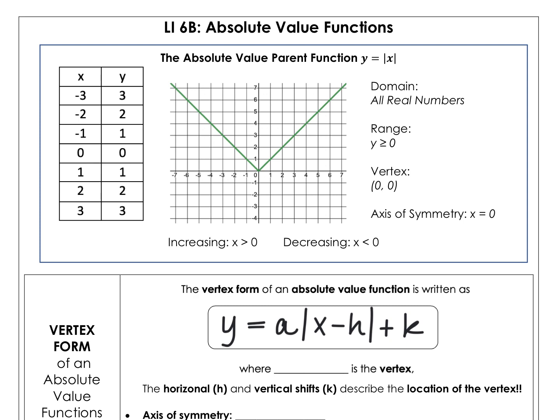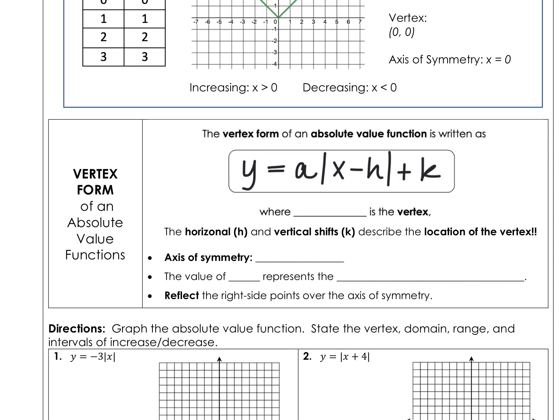X minus h plus k. Some of these letters look familiar. A, h, k. We've been dealing with them all week, transformations, okay? Where this guy here in the middle, hk, is the vertex. Just like we've talked about all week, inside is a liar, so you do have to change the sign on this one.